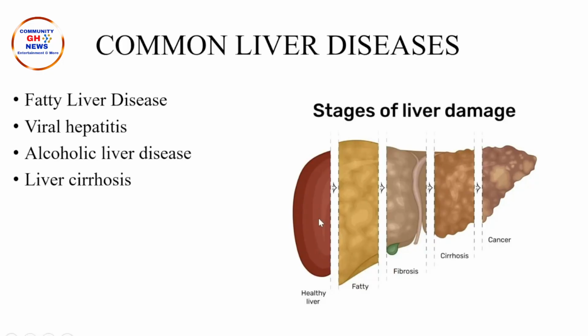So as the liver goes through stages of liver damage, I'm sure you've heard of fatty liver. So there's accumulation of fats in the liver. There's a buildup of fat in the liver. So the liver attains this yellowish color and it looks more greasy.